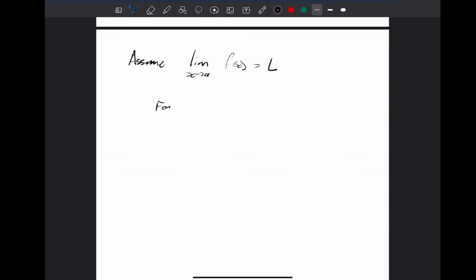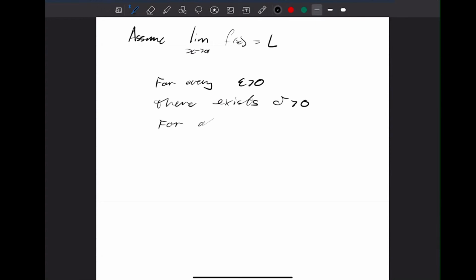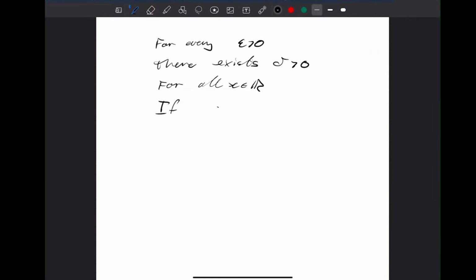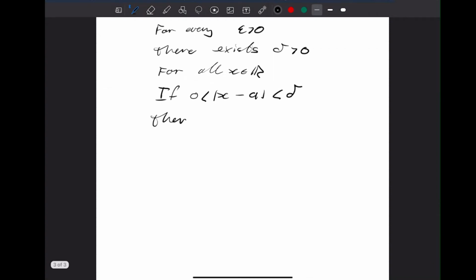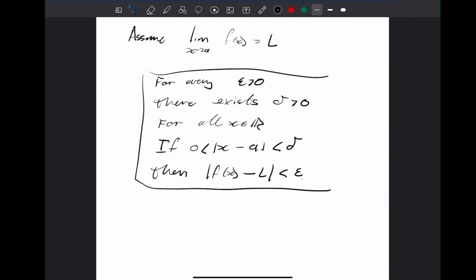This means for every epsilon greater than 0, there exists a delta greater than 0, so that for all x in the domain of the function, if x is within a delta distance of A, but not equal to A, then the function value f of x is close to L, or in other words, within an epsilon distance of L.